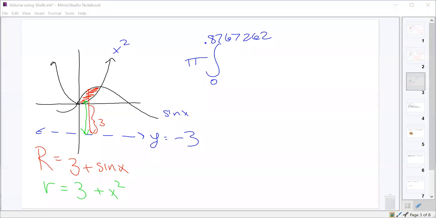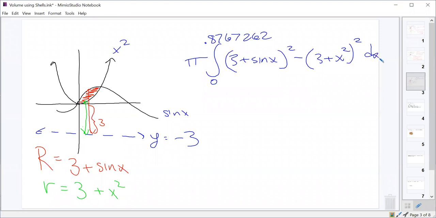Okay. So outer radius was 3 plus sine x, squared, inner radius was 3 plus x squared, squared. Once again, I'm not going to make you integrate that with that horrible upper limit. So you'll use your calculator and tell me what you get.